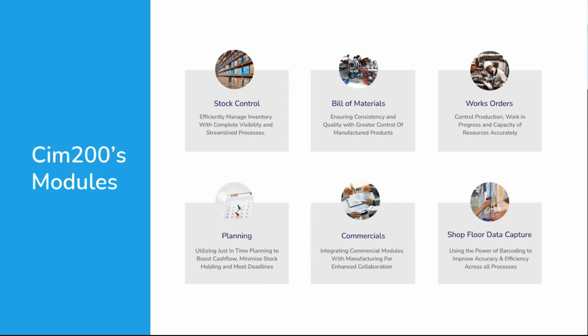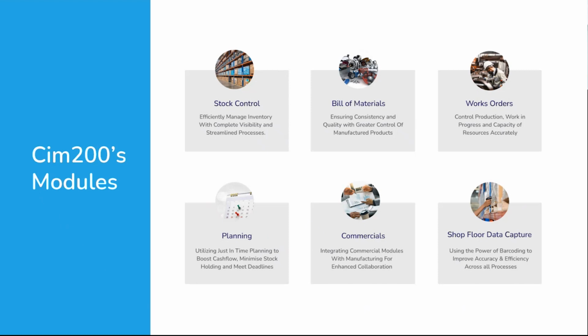What CIM 200 does is utilize the standard Sage financials, commercials, and bill of materials, but we have expanded on those areas. In particular, in stock control, we have quite a lot of enhancements.